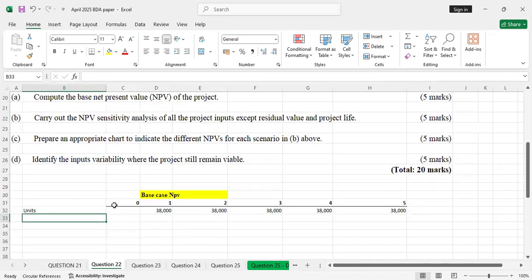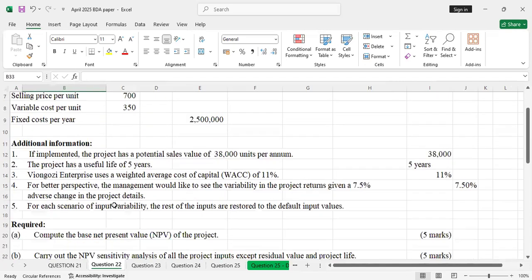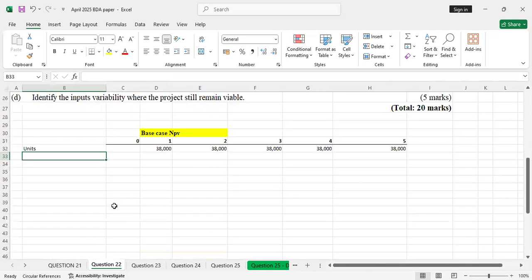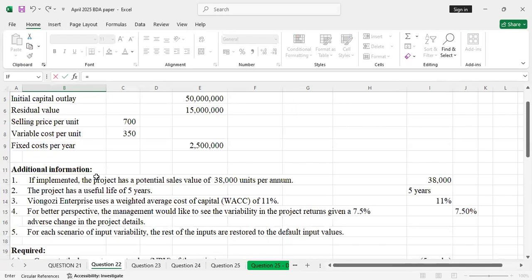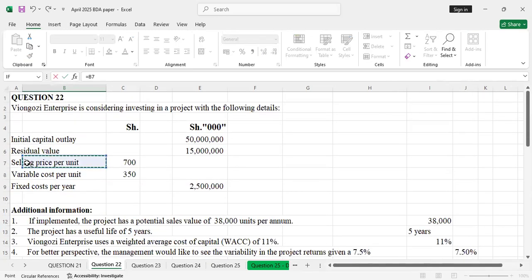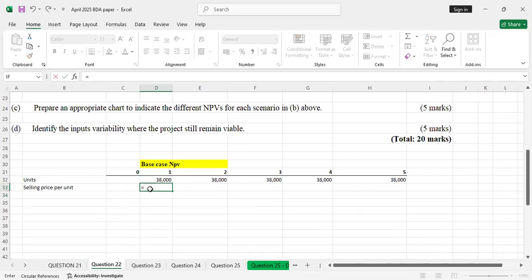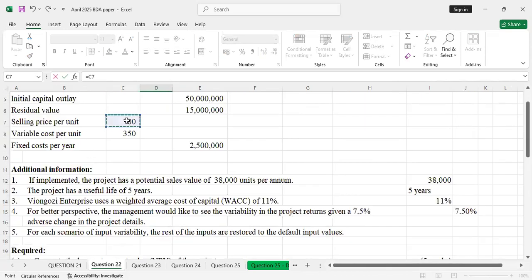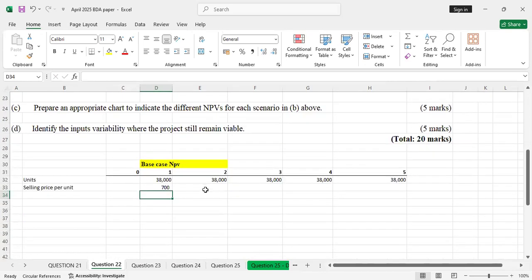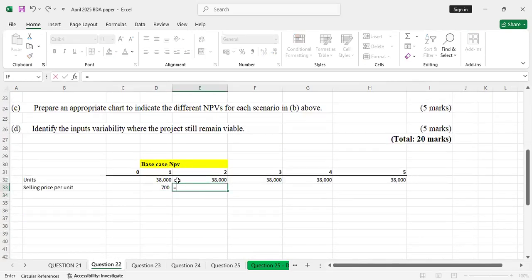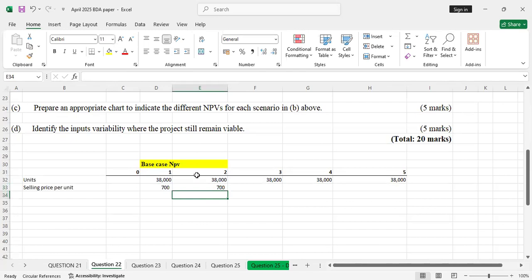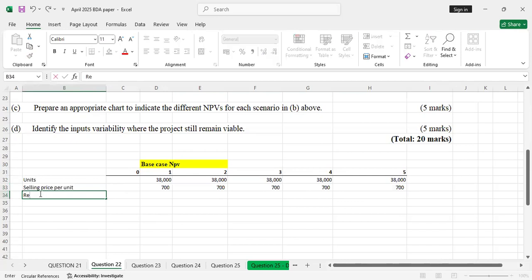So after units, we'll have the selling price per unit. What was the selling price per unit? It was 700 shillings. It was constant all through, there was no change. So we'll copy it and paste, just drag. Therefore, we'll have what we call the revenue.